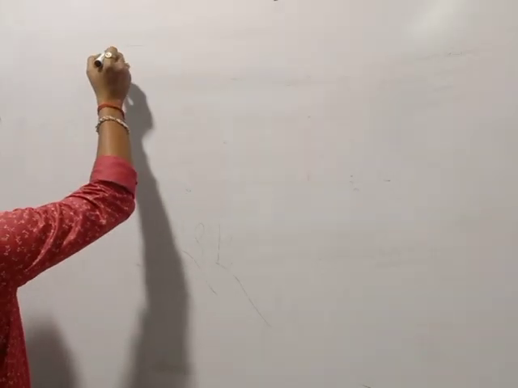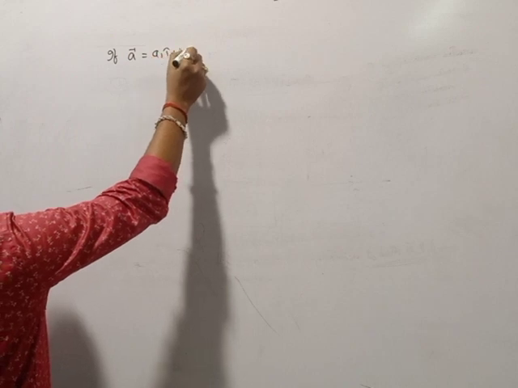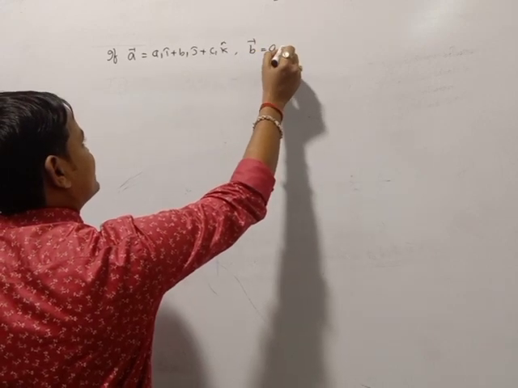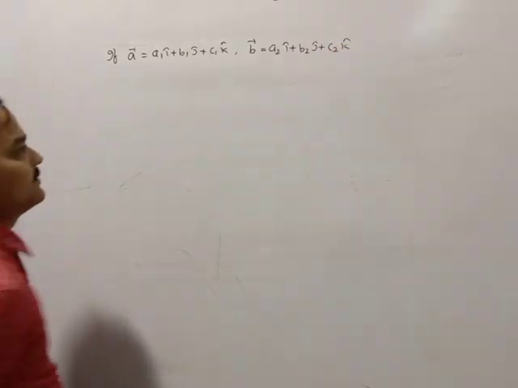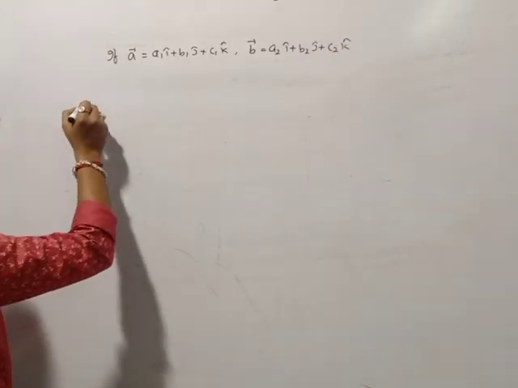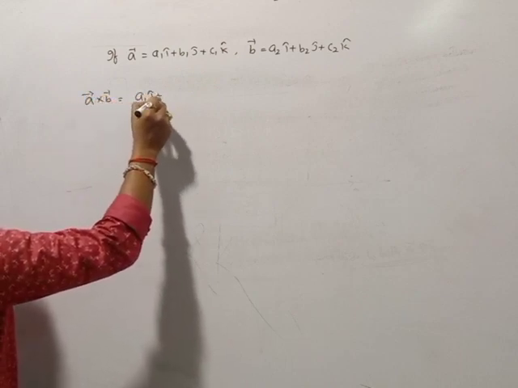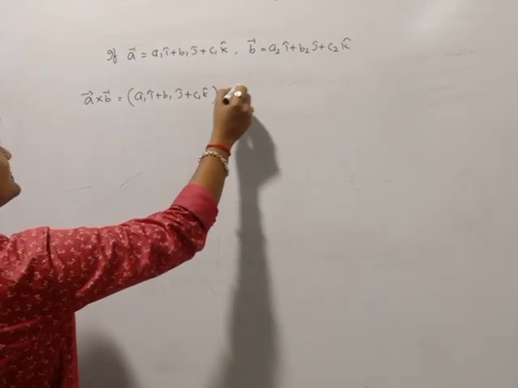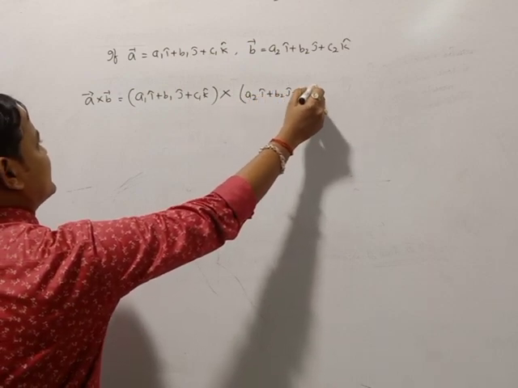Carefully observe how we derive the formula of the cross product. If A bar is equal to A1 i cap plus B1 j cap plus C1 k cap, and B bar is equal to A2 i cap plus B2 j cap plus C2 k cap. Now we are going to discuss the cross product. A bar cross B bar is equal to (A1 i cap plus B1 j cap plus C1 k cap) cross (A2 i cap plus B2 j cap plus C2 k cap).